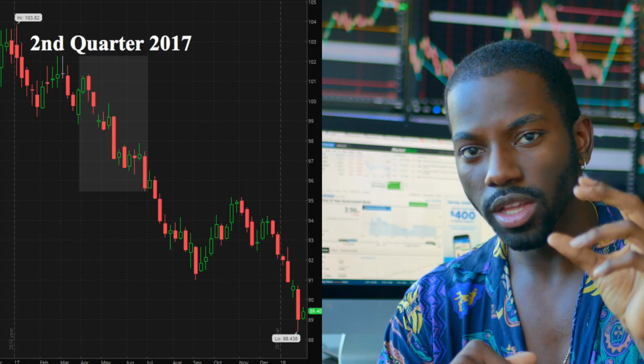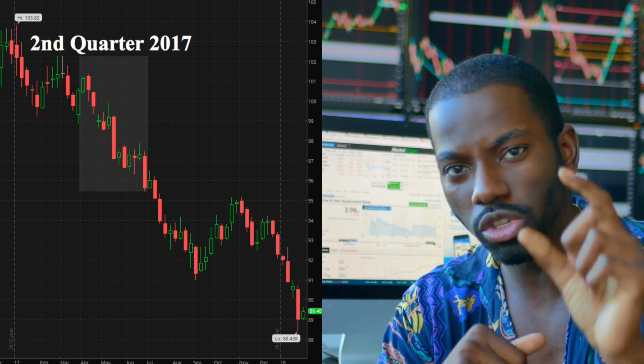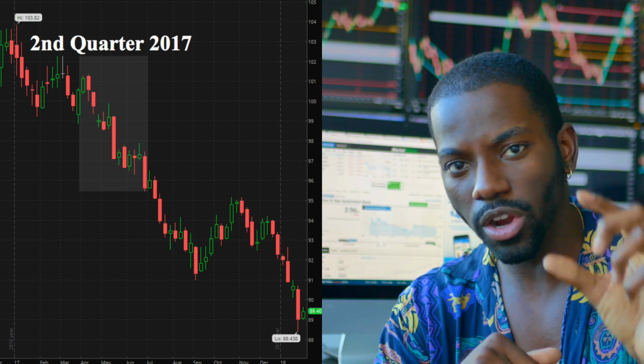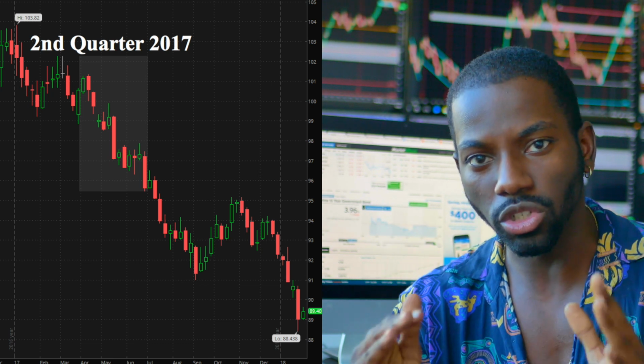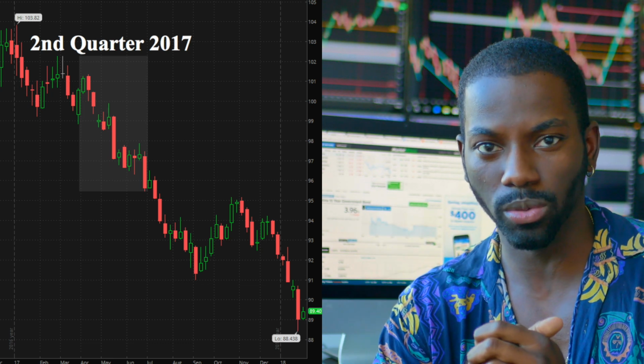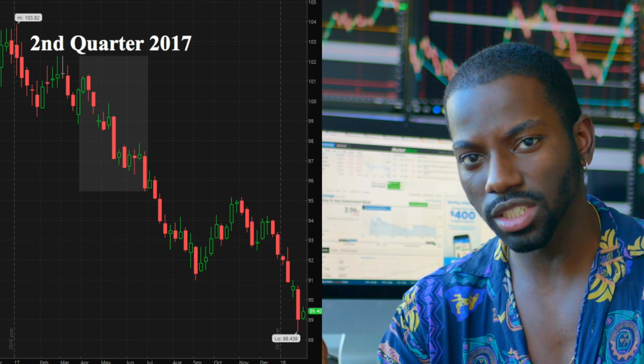Let's price in this US dollar. First things first, when we price in this US dollar from Q2 2017 to Q4 2017, Q2 2017 was very important. That was when Draghi started mentioning that he was going to start slowing down the quantitative easing program. That means he was going to stop printing money.